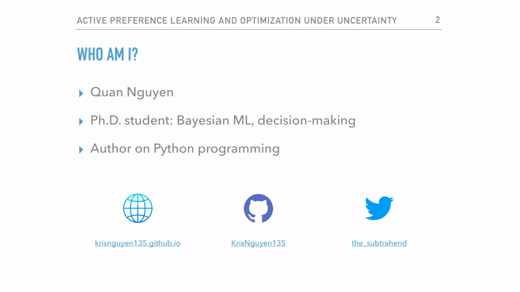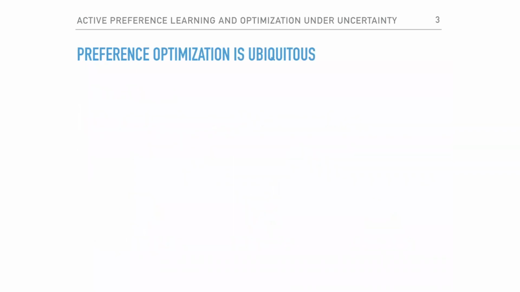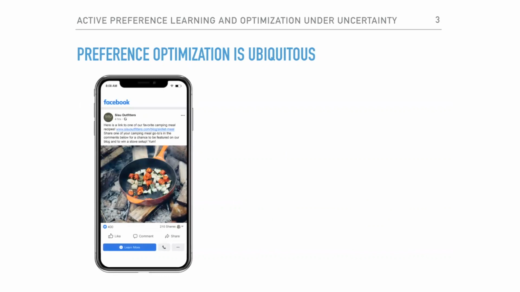So with that, let's get started. I want to spend a couple of slides motivating the problem that we're solving, which is black box preference optimization under uncertainty. And this is a very common problem. The general setup is when you have a combination of parameters you want to tune, and you want to optimize a user's preference function. For example, if you're Facebook or Meta, as they just recently changed their name, you might want to tune the frequency at which you display ads to your users' newsfeed so that you maximize the probability of them clicking on an ad.